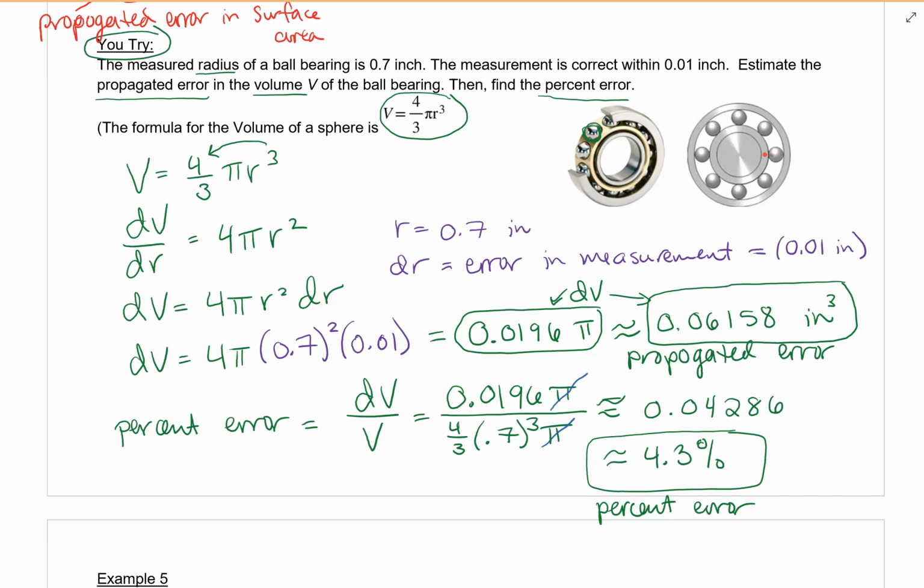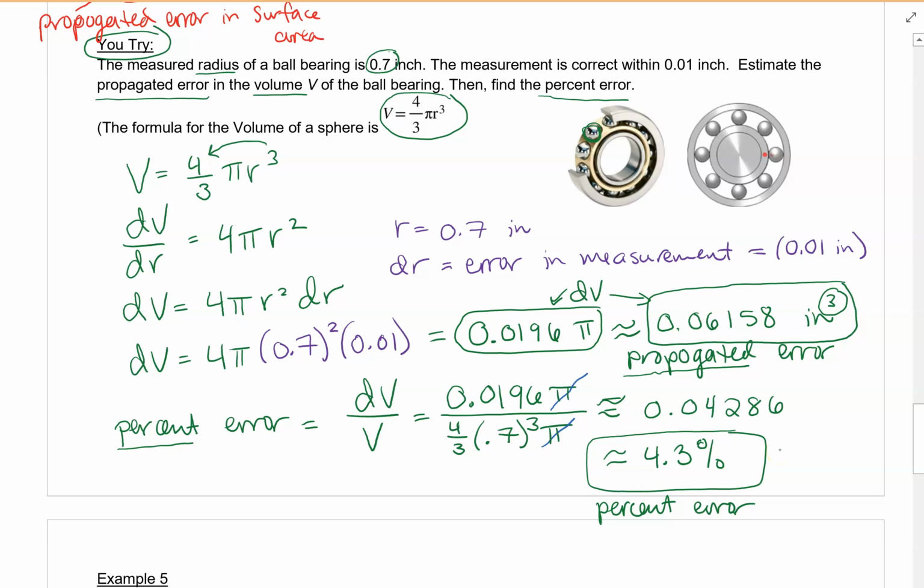Okay, so the two answers we get in this Utry are approximately 0.06158 inches cubed. Don't forget it's propagated error in volume, so our dimensions are cubed. That's our propagated error. That's our actual amount of inches that we're off. Then to find our percent error, we take that propagated error and divide it by what the volume would be if I used this 0.7 measurement for my radius. So when I divided those numbers, I got about 0.04286, which is approximately 4.3%.